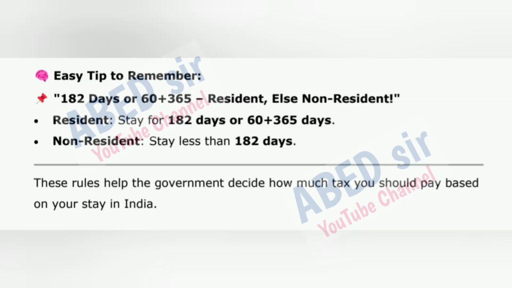Easy tip to remember: 182 days or 60 plus 365 resident, else non-resident. Resident, stay for 182 days or 60 plus 365 days. Non-resident, stay less than 182 days. These rules help the government decide how much tax you should pay based on your stay in India.